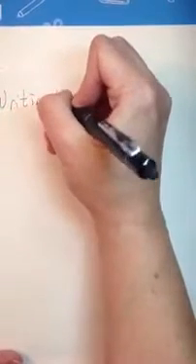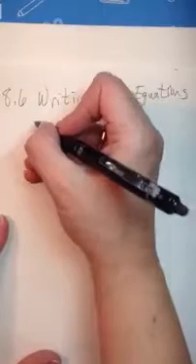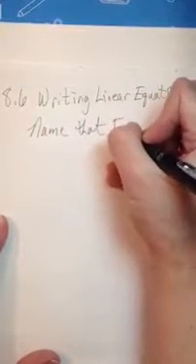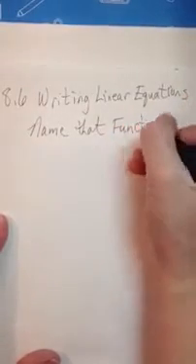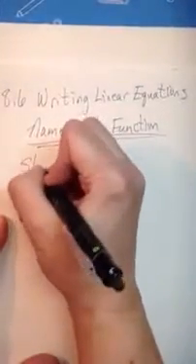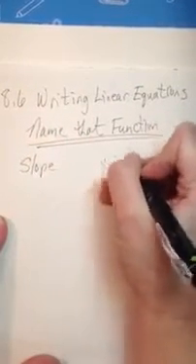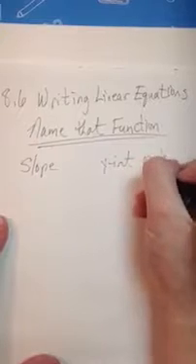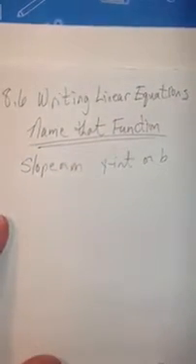Okay, section 8.6, writing linear equations. Now I think of this section, in fact I wrote it wrong just a second ago. I don't think of 8.6 as writing linear equations. I think of it as name that function. Almost like a game, right? If I'm going to name that function, I need two things. I need a slope and I need a y-intercept. And my y-intercept is b and my slope is m, correct?